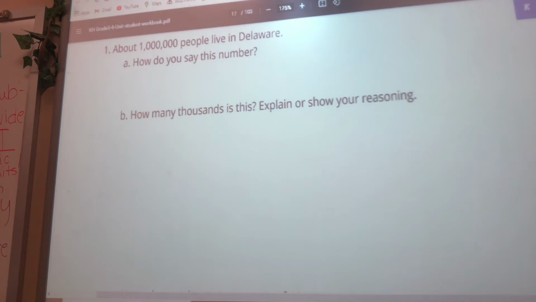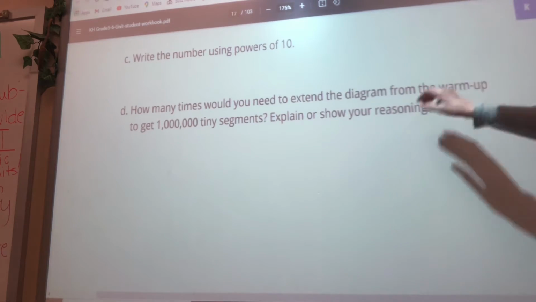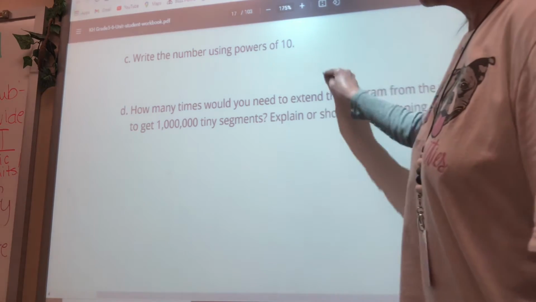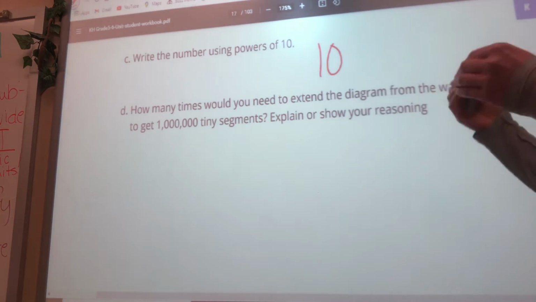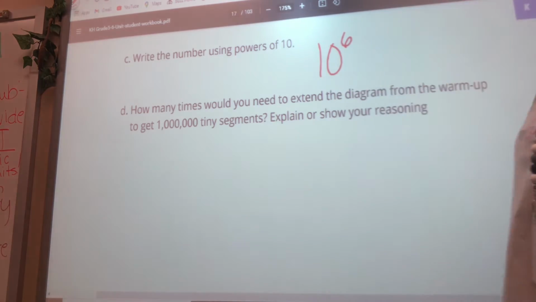Okay. On to question C. And we just did section C. It said write the number using powers of 10. And we said, since it had 6 zeros, that means 6 multiples of 10. So 10 to the 6th power.